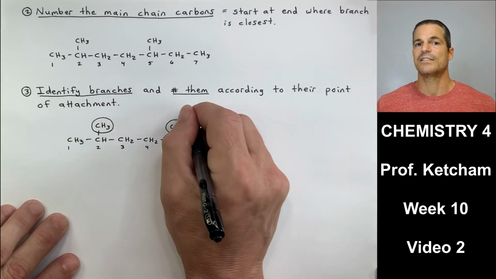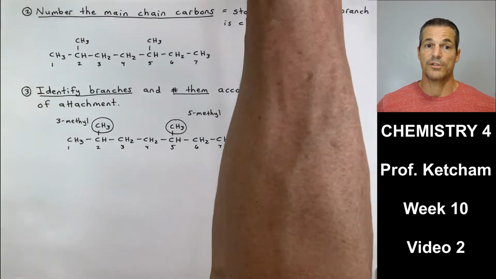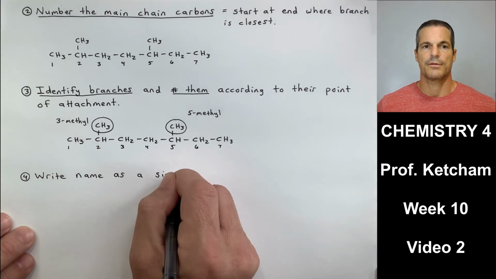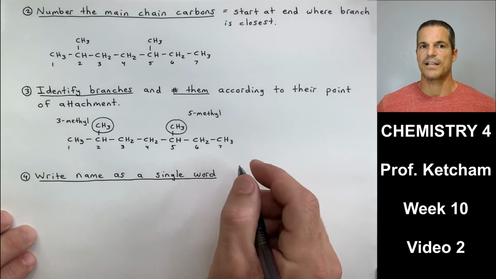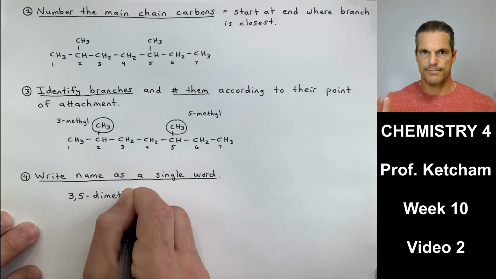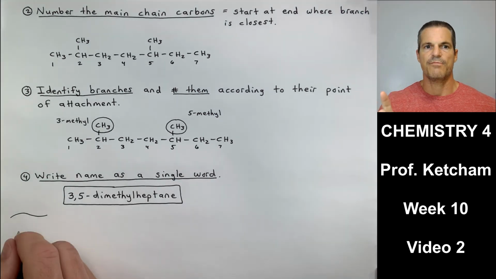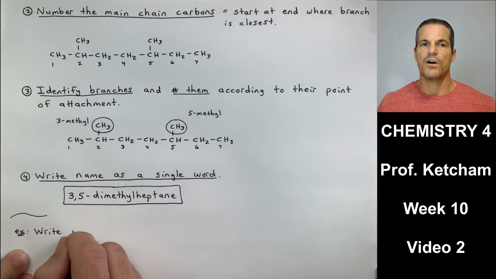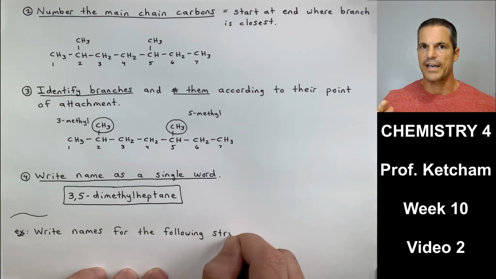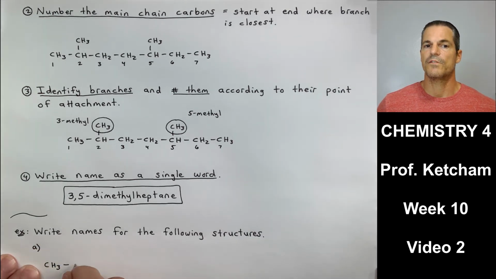The far right one is a 5-methyl, and the second one should say 2-methyl. I've made a mistake there. That's 2-methyl, not 3-methyl. Hopefully I fix that later. Write the name as a single word. So this should say 2,5-dimethylheptane, not 3,5. I've made a mistake. That carbon on the far left that I've circled, that CH3 bubble, is on carbon 2, not 3. That should be 2,5-dimethylheptane.